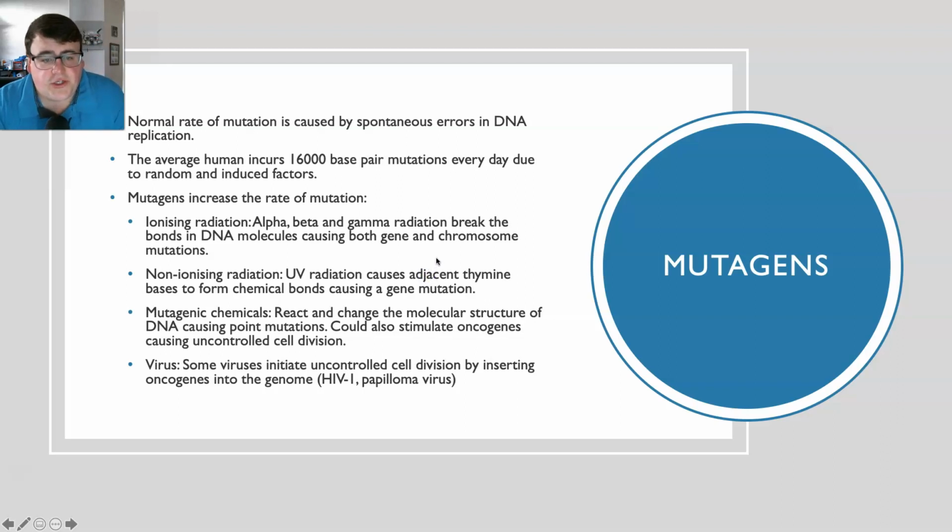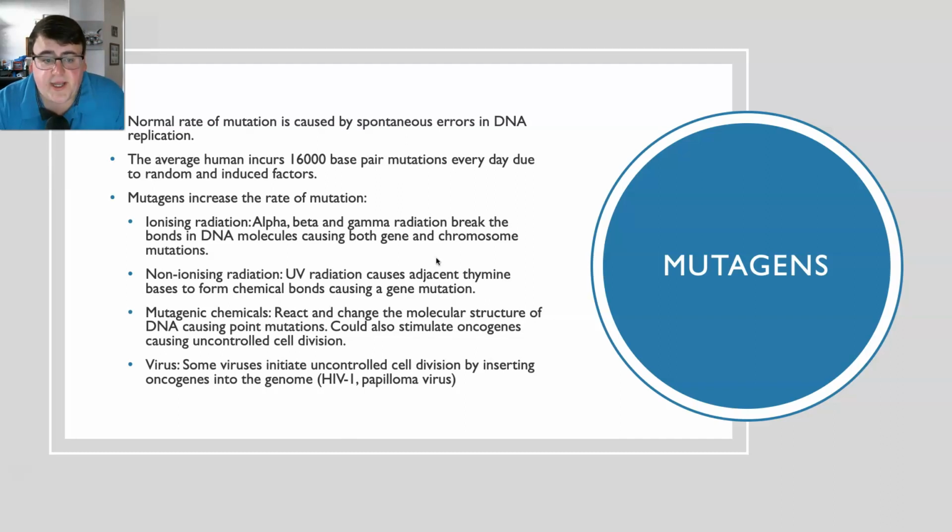Generally, our normal rate of mutation is caused by, so mutations do occur in our body without any exposure to other chemicals or radiation or viruses, etc. We do have a normal rate of mutation that's caused by errors in our DNA replication. On average, the human body incurs around 16,000 base pair mutations every day due to those random errors as well as induced factors. The mutagens that we talked about on the last slide can also increase that rate of mutation though. So we're talking about things like ionizing radiation, non-ionizing radiation, mutagenic chemicals, as well as viruses.